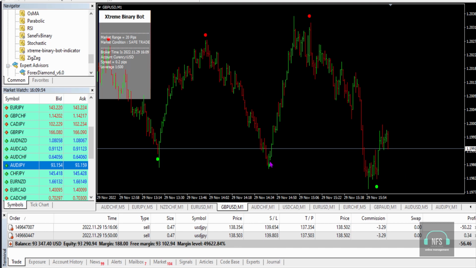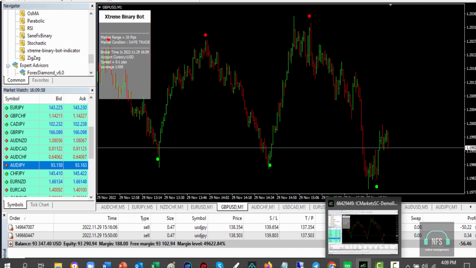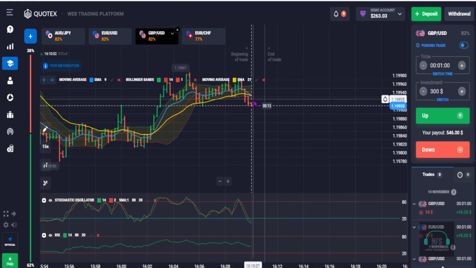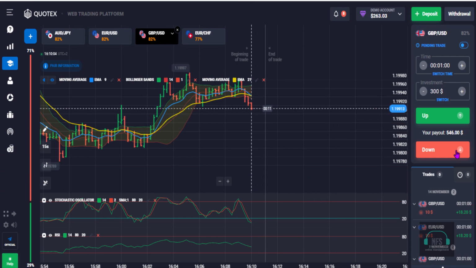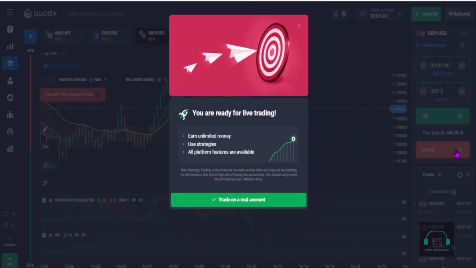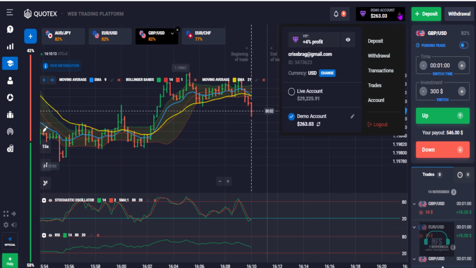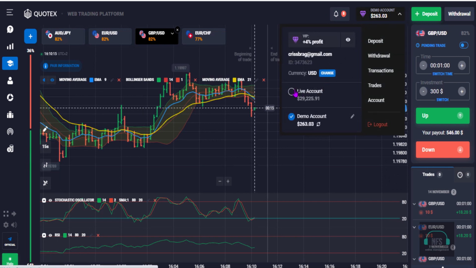All right, so now the price is pumping down. So let's see GBP USD. Yes, it's going down a little bit more. Yes, it should go down more. Oh no, I'm on my demo account. Sorry. Let's go to my live account.